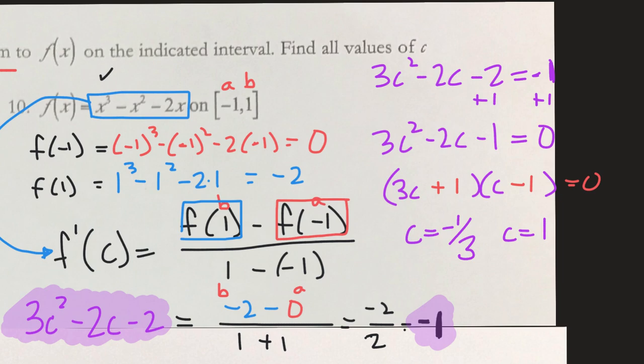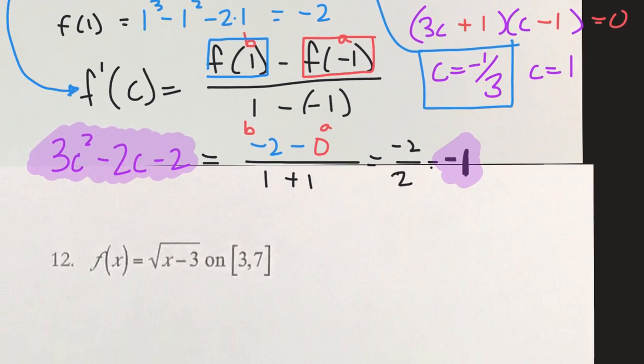Okay, so then my answer is going to be -1/3, because that is the number that is on my open interval from -1 to 1. Okay, so at -1/3, I'm going to have a -1 slope on my graph.